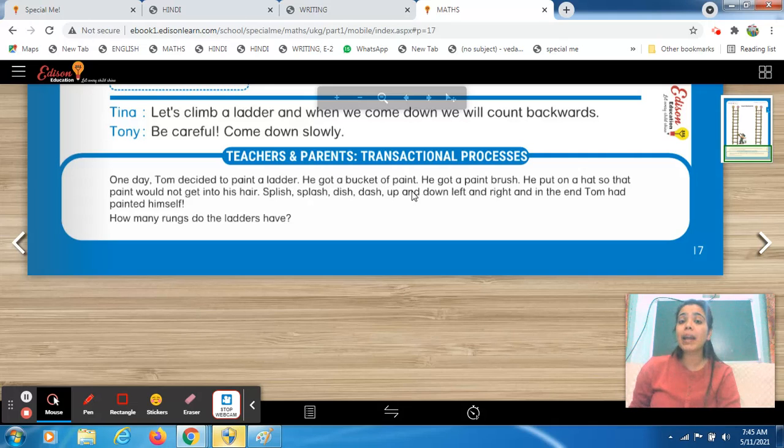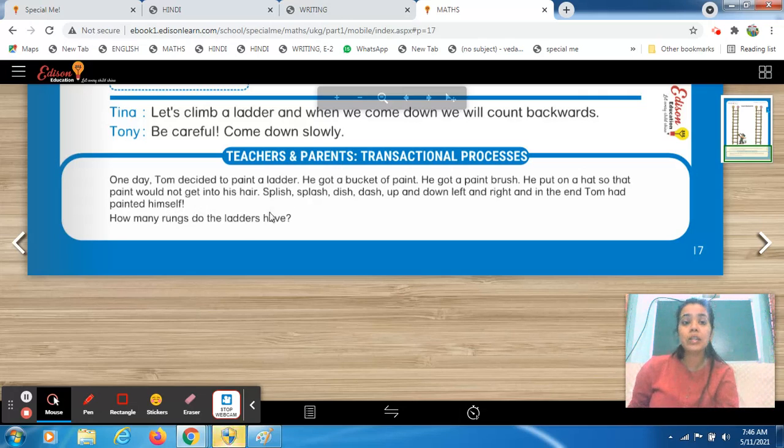He got a bucket of paint. So उसको क्या मिला? उसने एक bucket of paint ली. Then he got a paint brush because without a paint brush तो वो paint नहीं कर सकता है ना. So he got a paint brush also. He put on a hat so that paint would not get into his hair. तो उसने क्या करा? उसने hat wear करी ताकि paint brush जो है उसके hairs पर ना गिरे और dirty ना हो.